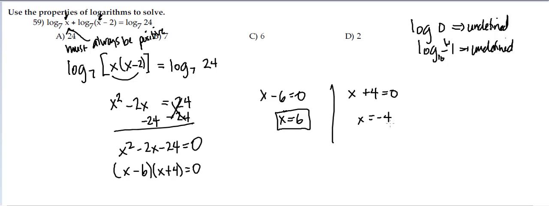However, this other answer, negative 4, is not good. If I take log 7 negative 4, that is undefined. Alright, and as soon as it's undefined for one of them, you can stop. But if you put negative 4 in here, you'll also get log 7 negative 6. So therefore, we have to discard the solution. So the only valid solution will be x equals 6. And so that is the answer choice C.